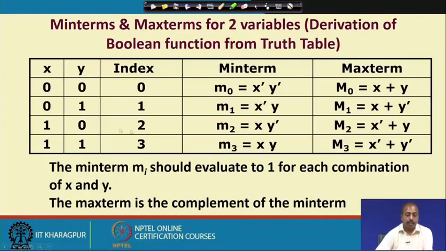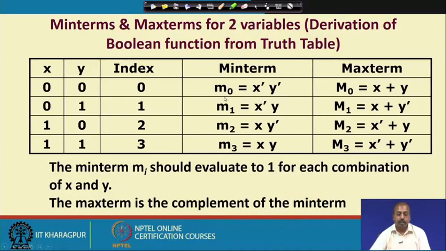So, this is the thing, say 0 0. The corresponding min term is x bar y bar. Then 0 1, the corresponding min term is x bar y, and like that 1 0 and 1 1: x y bar and x y. As far as max terms are concerned, they are written as Mj. So, this is written as x plus y.